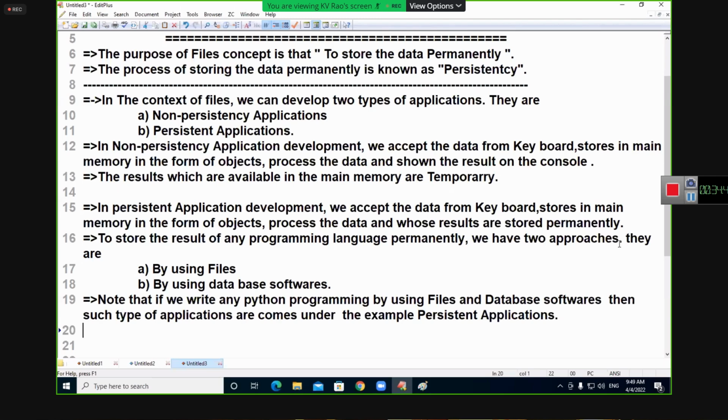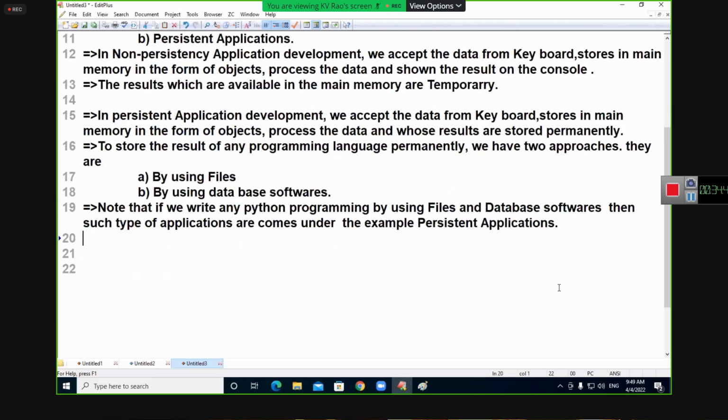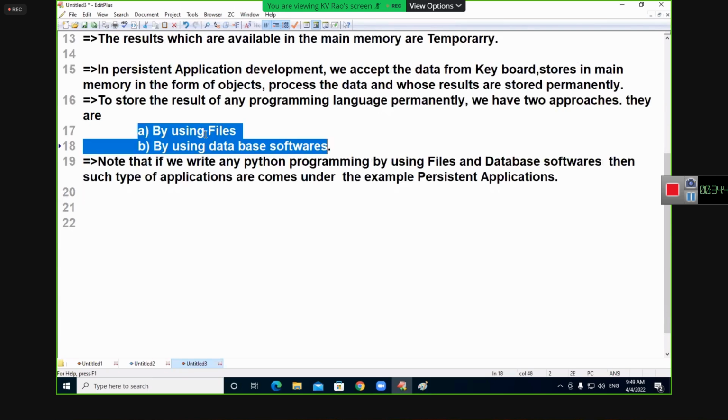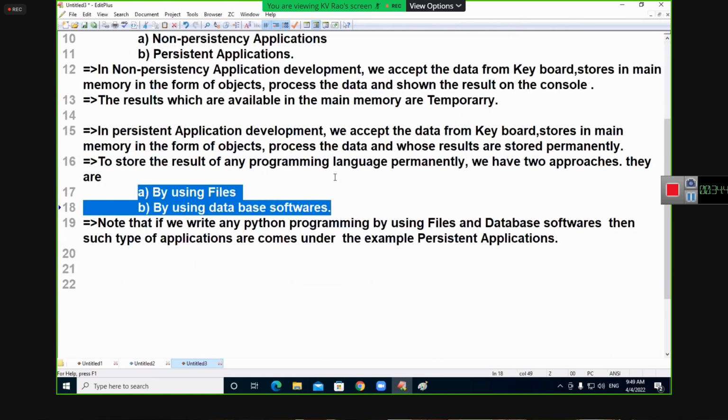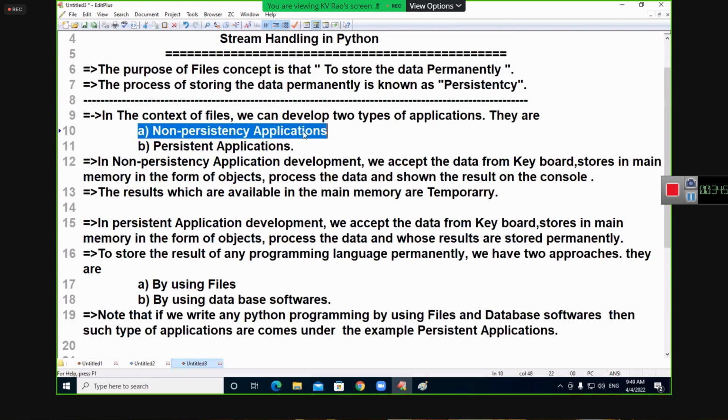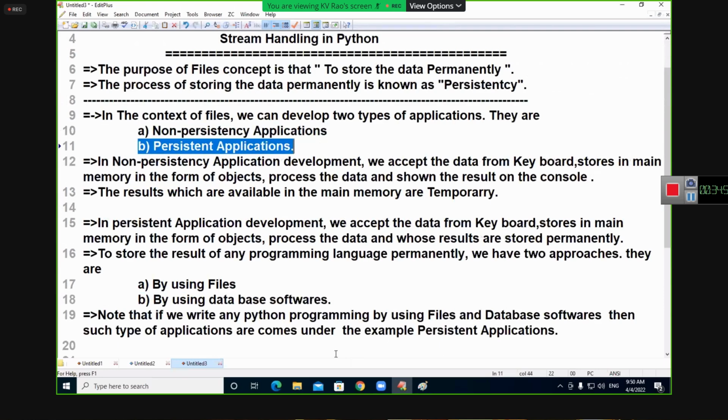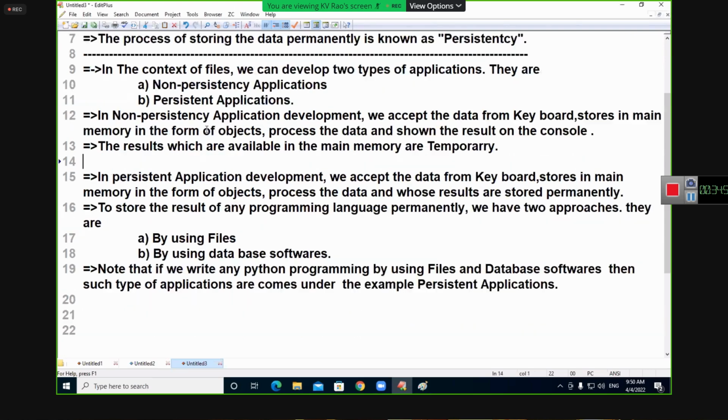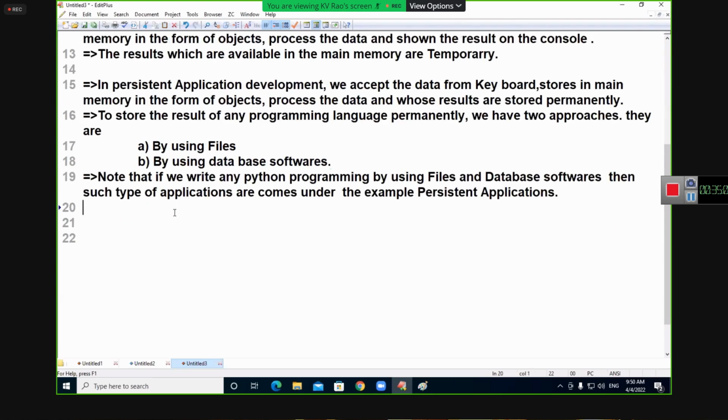Are you okay, students? And before entering into the files now, I would like to confirm from everybody two types of applications, non-persistent and persistent. Students who are in the online, can you please confirm once? Is my description clear up to here?